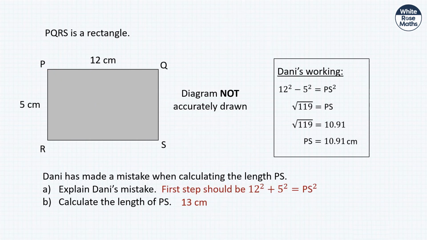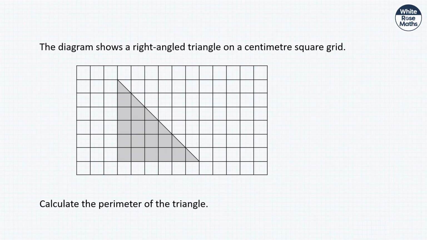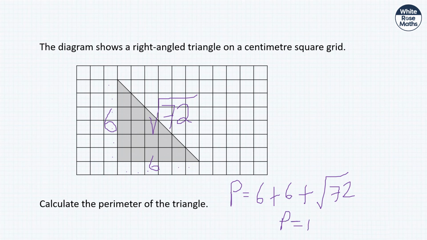There should be an add, not a takeaway. The diagram shows a right-angled triangle on a centimeter square grid. Calculate the perimeter of the triangle. So 1, 2, 3, 4, 5, 6 by 1, 2, 3, 4, 5, 6. So it's 6 by 6, and this will be the square root of 72. The perimeter will be 6 plus 6 plus root 72, so P is equal to 12 plus root 72. That will be in what we call its exact form.